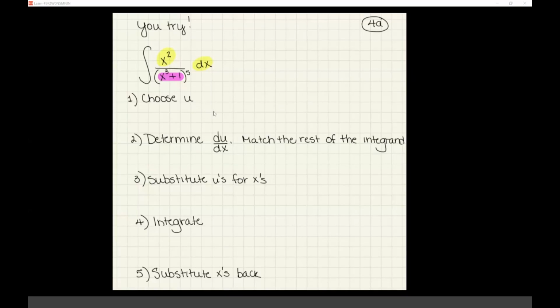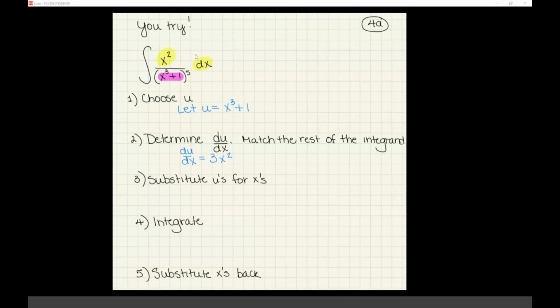Okay, Richard says choose the thing in parentheses raised to a power. So I'm going to say let u be x cubed plus 1. I think that's a good choice, right? It's the most complicated thing in the integral. Then I need to take the derivative of that. That's what du/dx means. Well, du/dx, if I look at x cubed plus 1, I'm going to differentiate x cubed with the power rule, 3x squared, and the 1 gives me a 0. Okay, so that's the derivative of this.